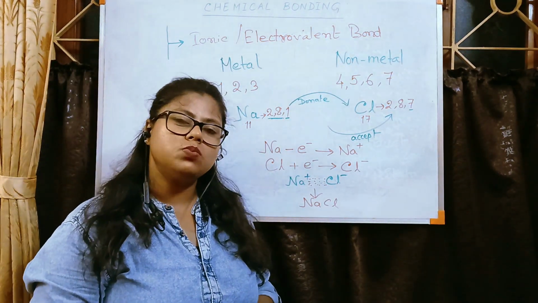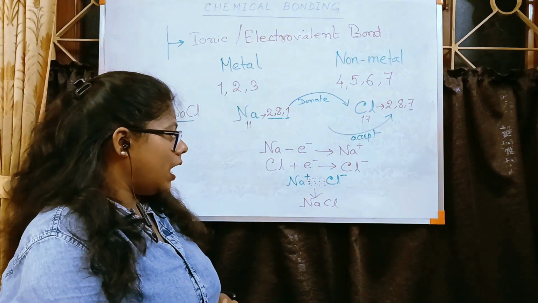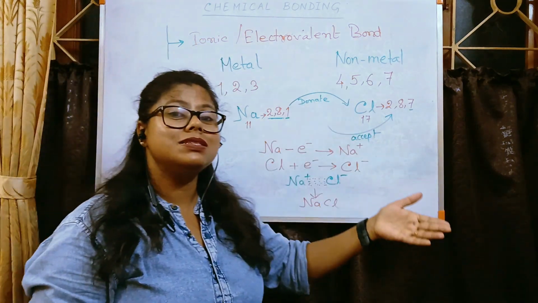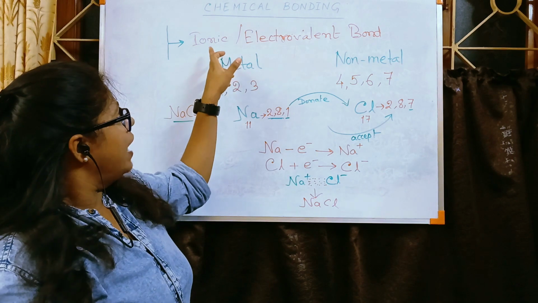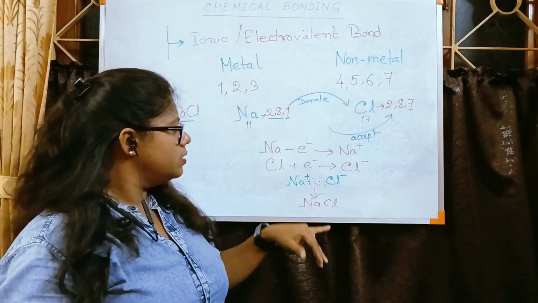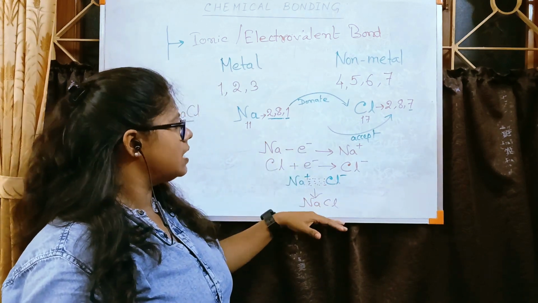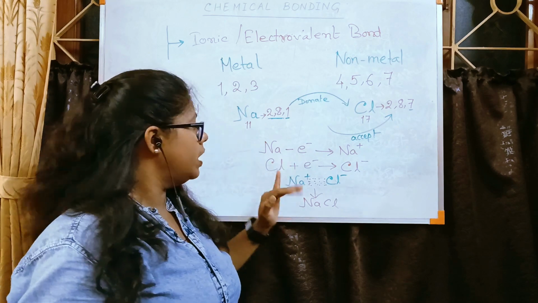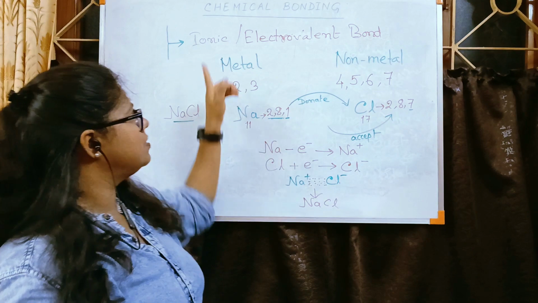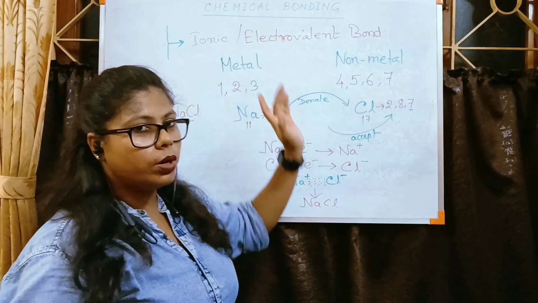I hope this one is very clear to you, and from here we can actually understand from where this name came. Ionic bond, because after the bond, the compound which forms is an ionic compound. Within this compound, there are two particular ions present, cation and anion. That's why its name is ionic compound or ionic bond.